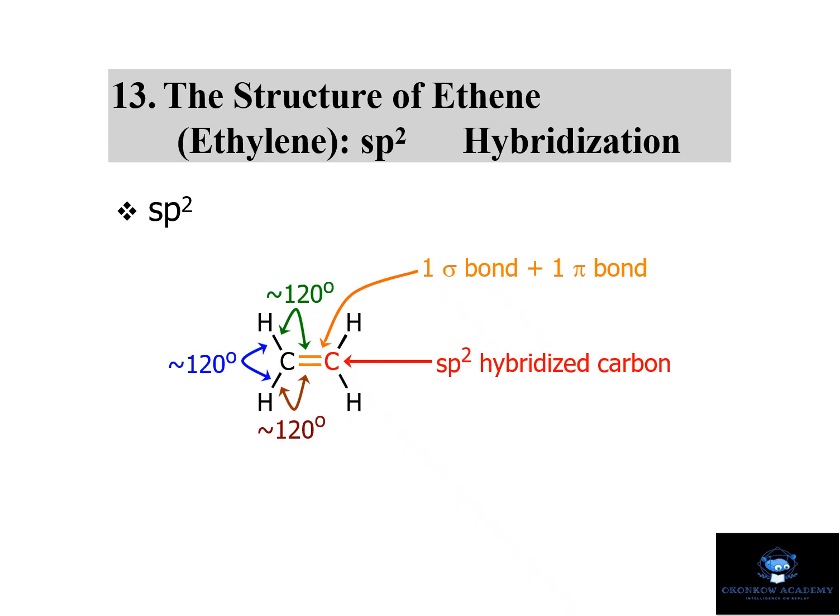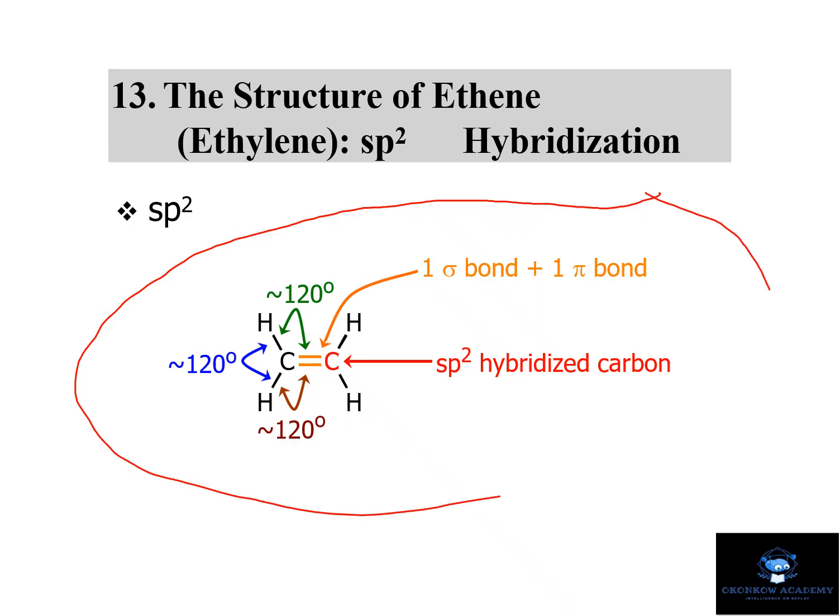The remaining p orbital is perpendicular to this plane, and it participates in forming the pi bond. So that's basically what the diagram is saying.